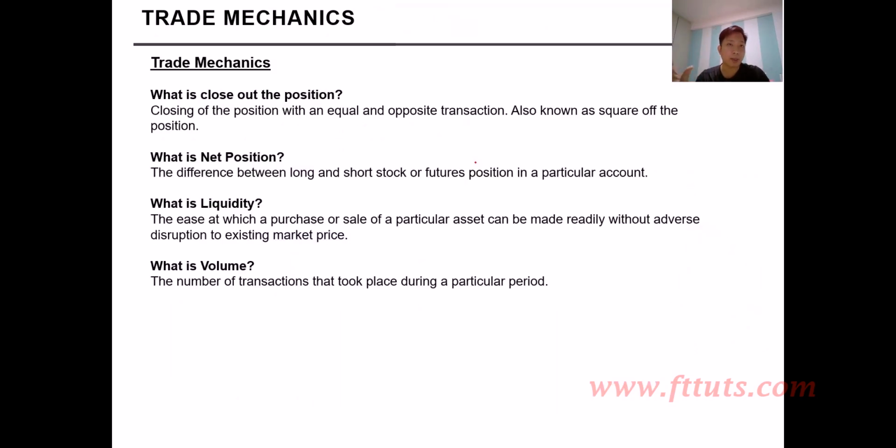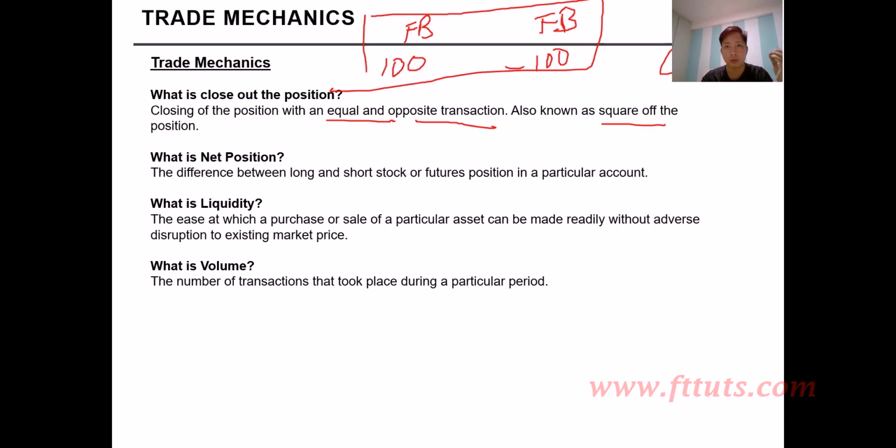Some more mechanics of trading that you need to understand, the lingo that we use. When I say please close out your position, or please square off your position, square off means that you do an equal and opposite transaction. Let's say yesterday you're long Facebook 100 shares. FB is Facebook. Today you sell 100 shares of Facebook. We say that you are square because your net is 0.